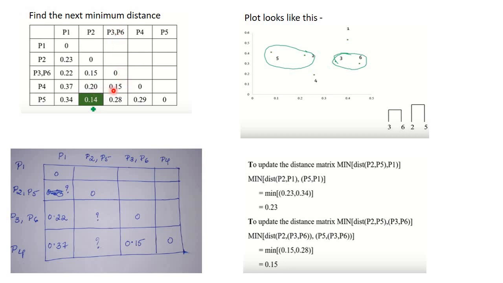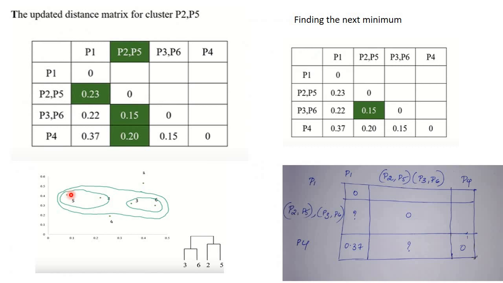So how about the rest of the values there? It's a question mark. So I should be finding now whether P1 to P2 is smaller or P1 to P5 is smaller. So P1 to P2 is 0.23, P1 to P5 is 0.34. So 0.23 is smaller there. So this value is filled with the 0.23, as you can see here, 0.23.